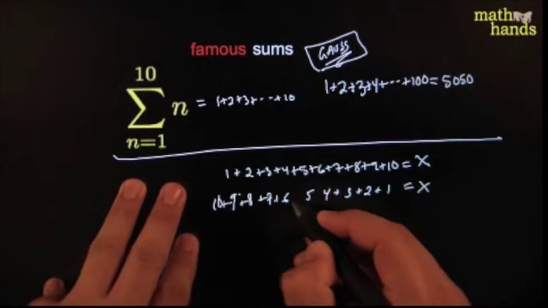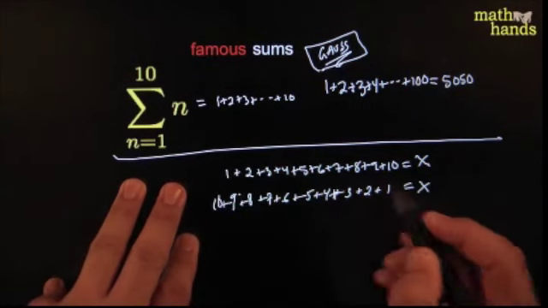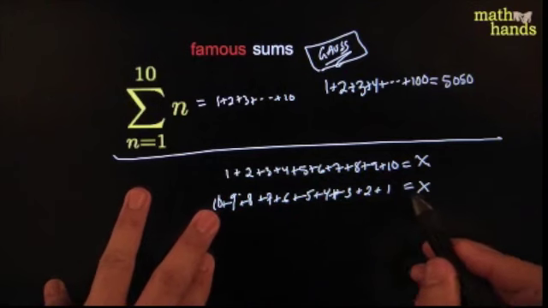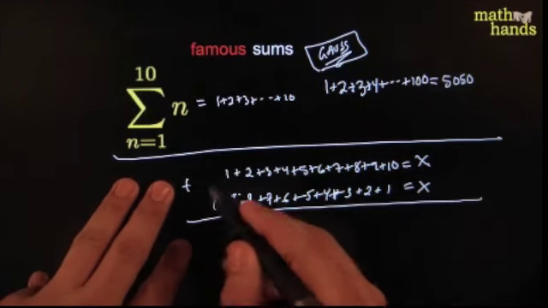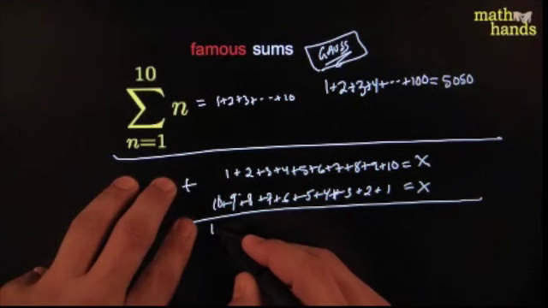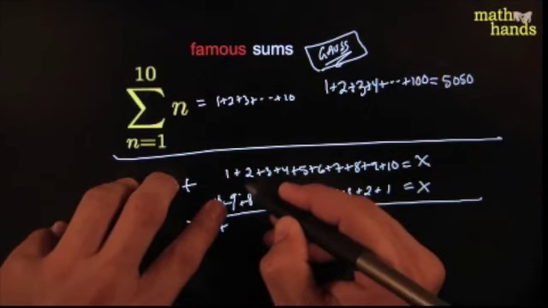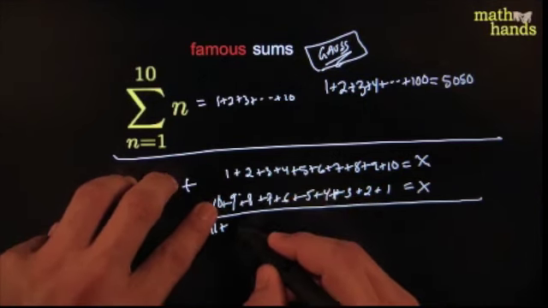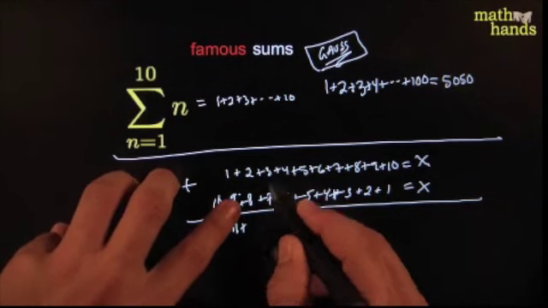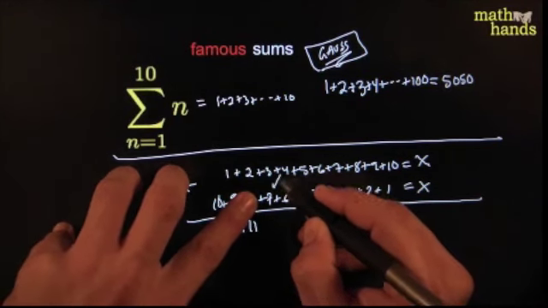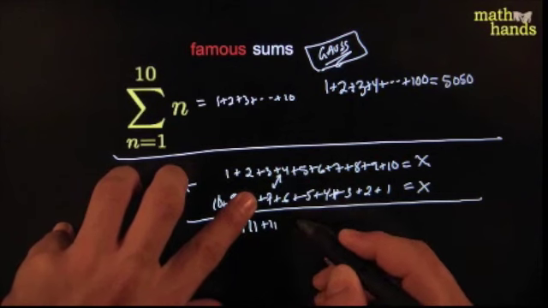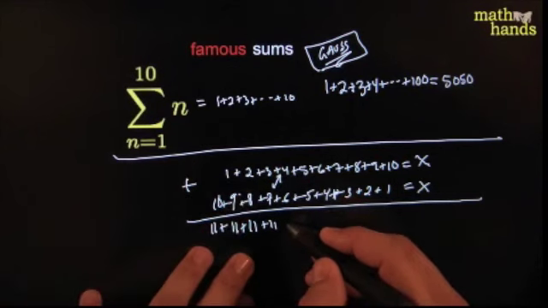And you add these. Right? It's the same x, just the numbers are written backwards. But here's a clever thing. If you add these up, you get 1 plus 10, that's 11. Then you'd add 2 plus 9, that would be 11. And then you do 3 plus 8, well, that would be 11 as well. 4 plus 7, that would be 11 as well. And 5 plus 6, well, again, that would be 11.